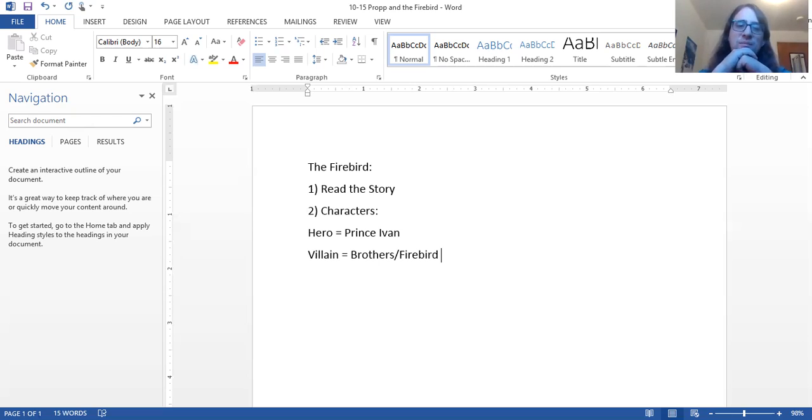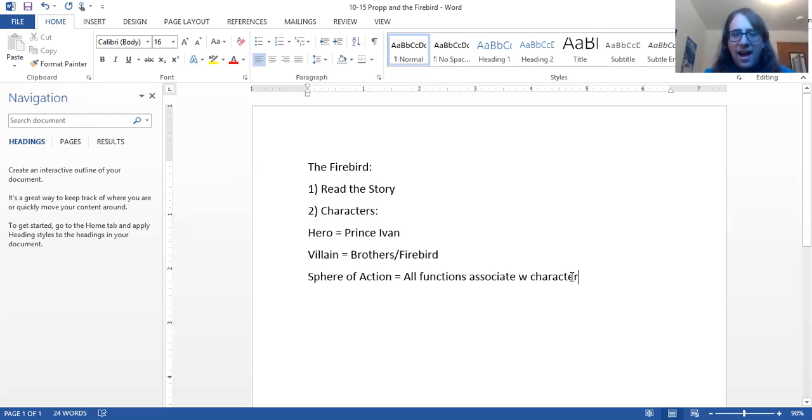In a way, the brothers and the Firebird kind of split the functions of the sphere of action. I forget if I've mentioned that term, but the sphere of action is all the functions associated with a particular character.